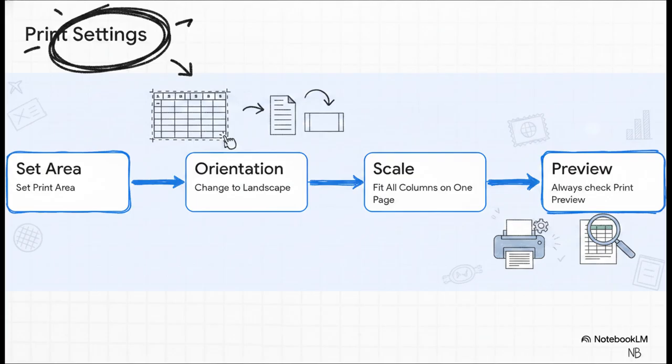First, highlight the exact dashboard area you want and set the print area. Second, if your table is wide, change your orientation to landscape. Third, dive into your scaling settings and select Fit All Columns on one page so a column doesn't magically spill over onto a confusing second piece of paper. And finally, always check Print Preview before you finish.